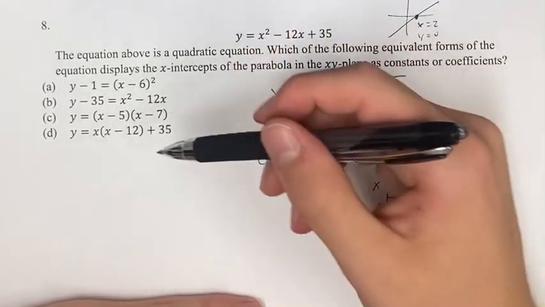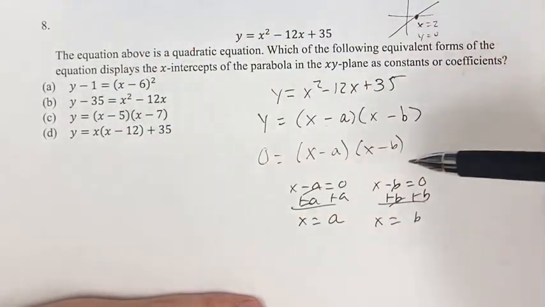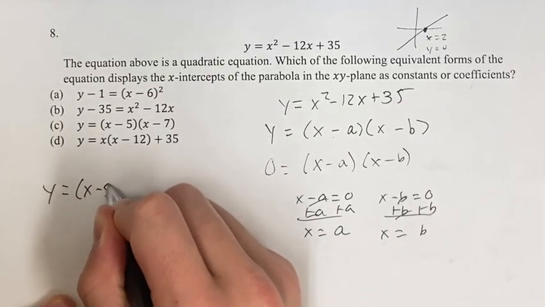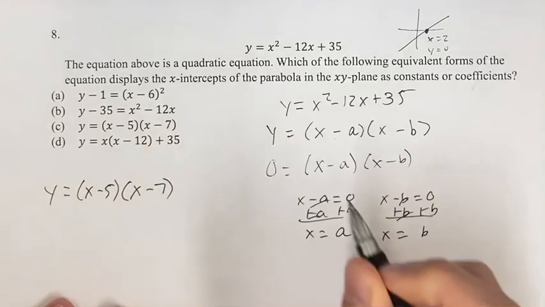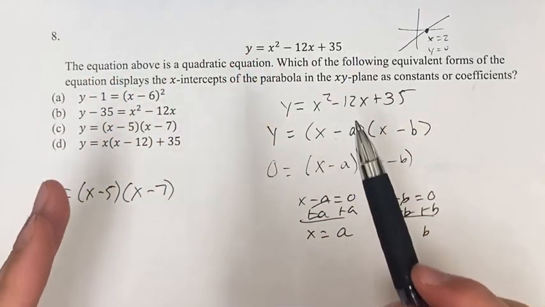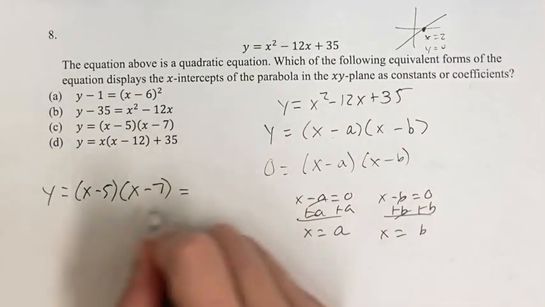So if we look here, choice C is the only one that's of the form x minus a times x minus b. So if we just come through and say, okay, this is what we think our answer is, if this is equivalent to this equation, then it is showing the x-intercepts. So we just have to make sure that if we distribute this out, it's going to be equal to this.